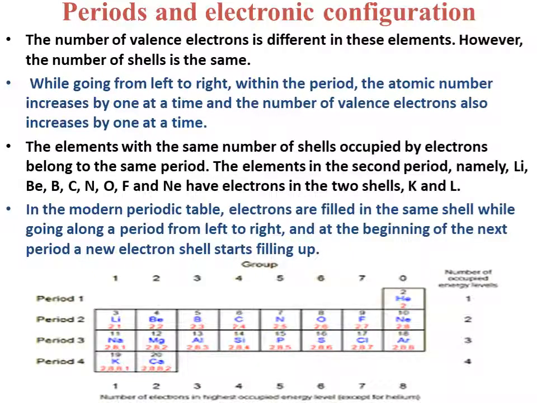Here the chart is given. There are 4 periods: period 1, period 2, period 3 and period 4. In period 1 there is only one shell, but in period 2 there are two shells. Then in period 3 there are 3 shells. In period 4 there are 4 shells. So while going from left to right within a period, the atomic number increases by 1 at a time, the number of valence electrons also increases, and the number of shells is the same.